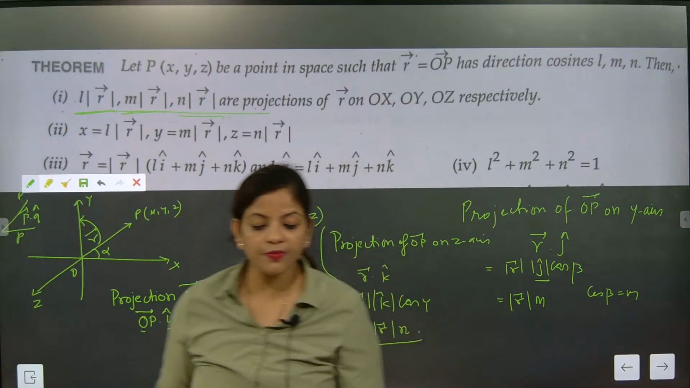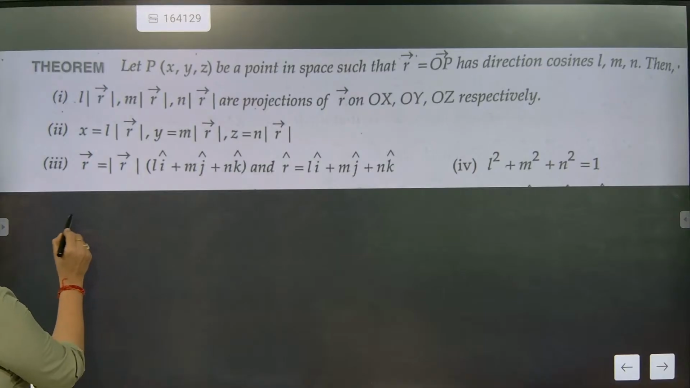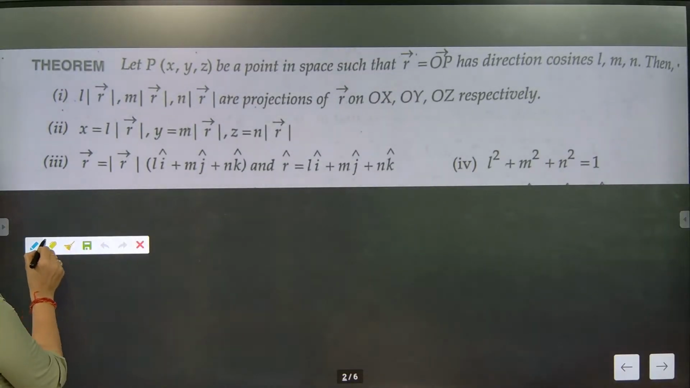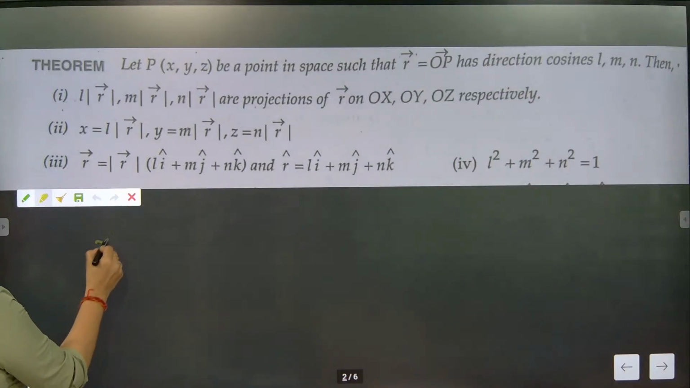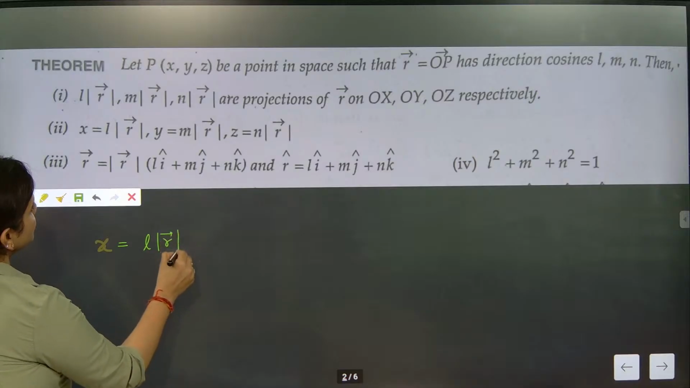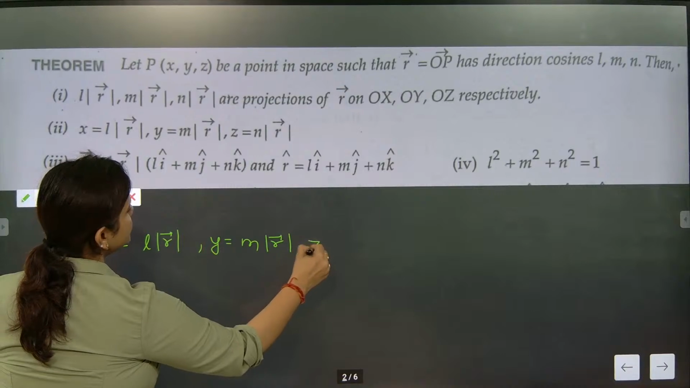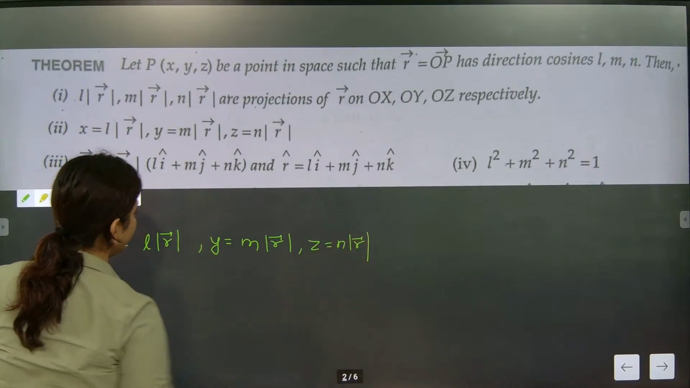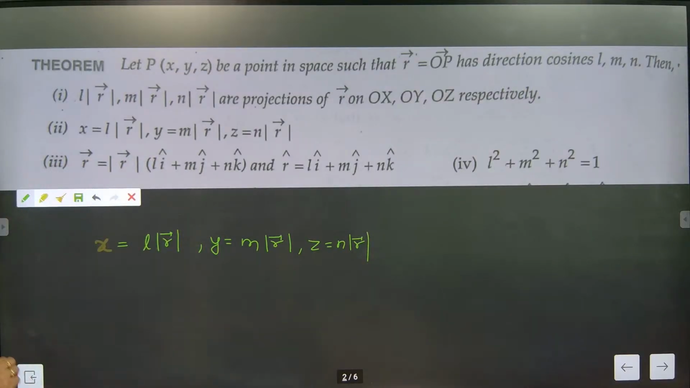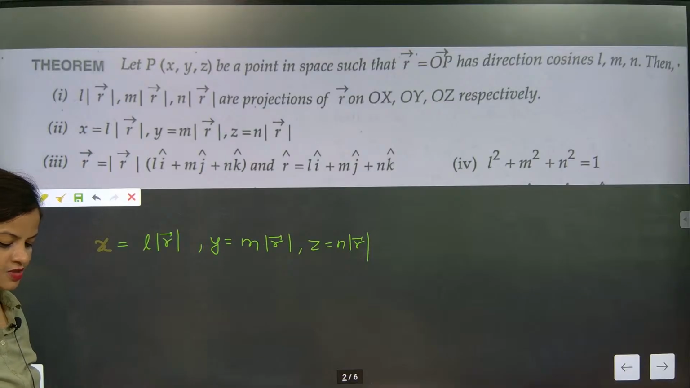Now, are we ready for the next one, beta? I hope everybody will be able to relate to this section and do it. Second part, what they are telling is, everyone please do this one. Now look here, beta. X equals L R, Y equals M R, and Z equals N R, where R is the magnitude of the vector. Prove it. Come on, quickly do it. Then I will go to direction ratios. I am going to explain all the three formulas, the four parts, and then direction ratios.